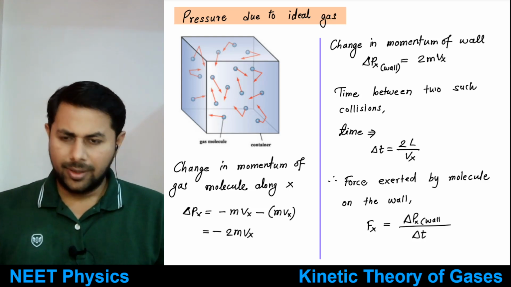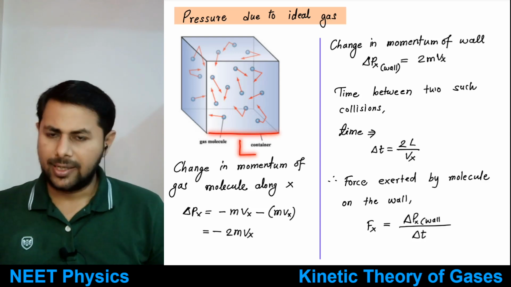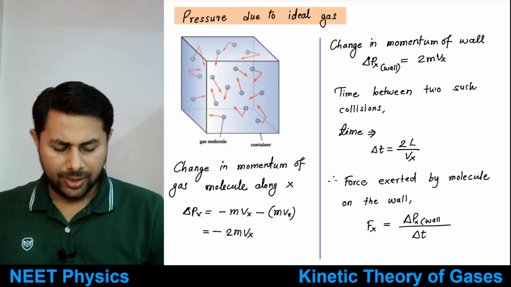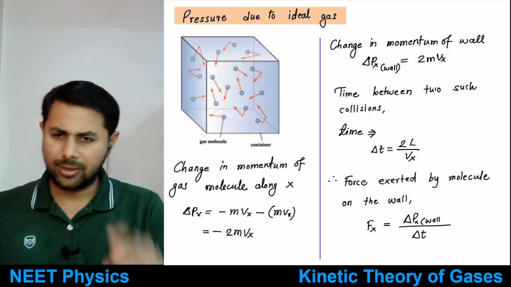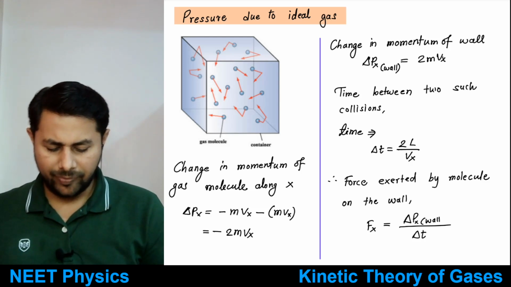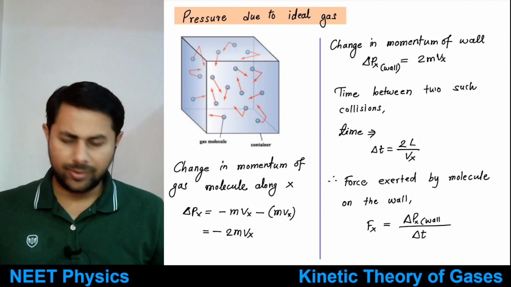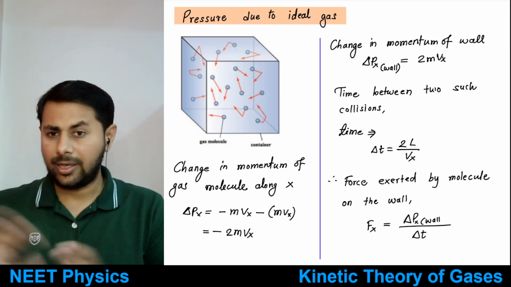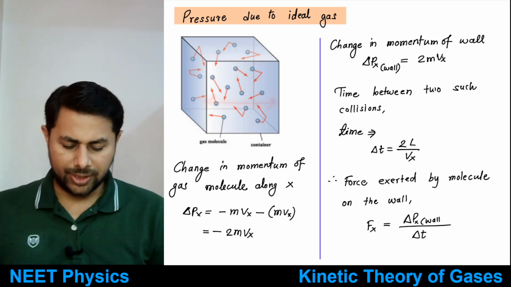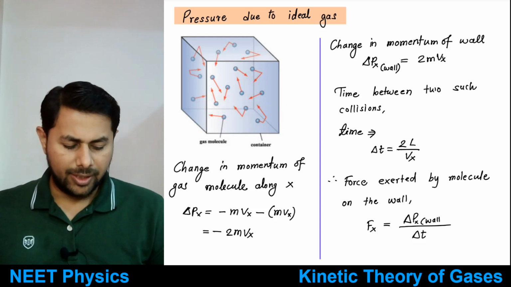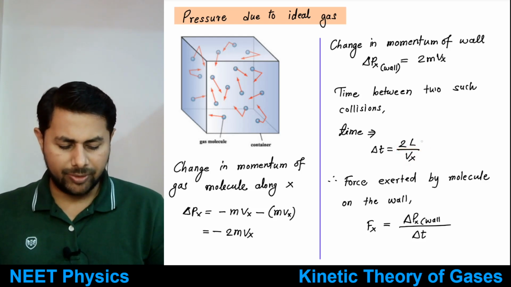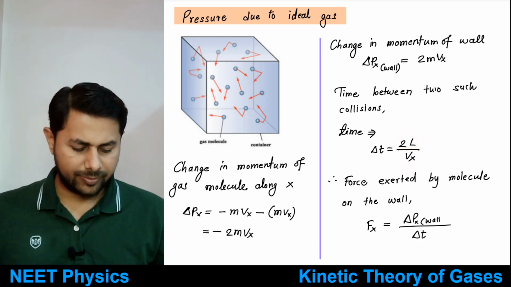Now suppose L is the length of this cubical container. What would be the time between two such collisions? Two such collisions means the gas molecule is just traveling freely, to and fro between these two walls. If there is no collision between this gas molecule and other gas molecules, what would be the time between two successive collisions between this wall and the gas molecule? The distance to be traveled is L plus L, 2L, and its speed is Vx. So the time between two collisions would be 2L divided by Vx.